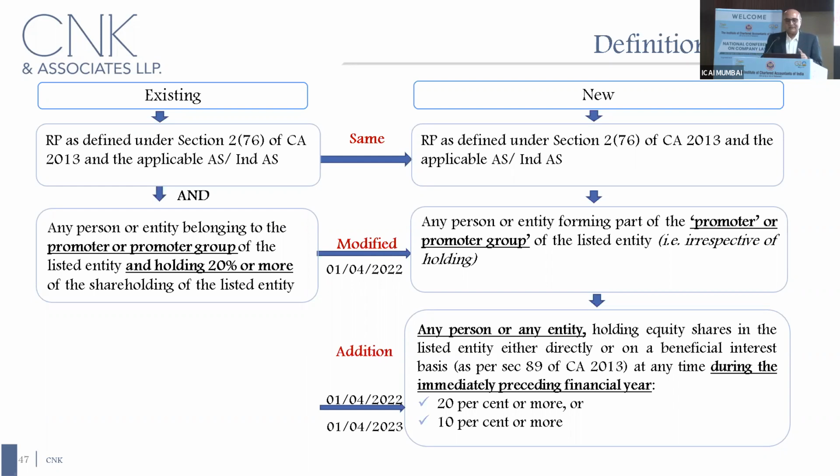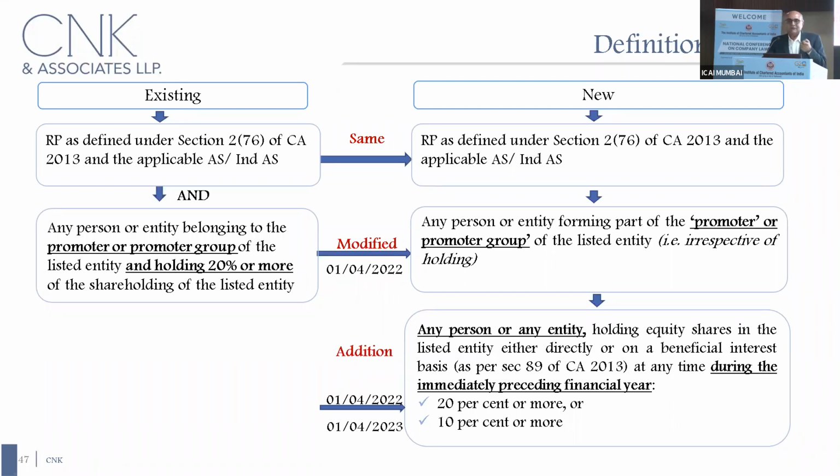So related party, earlier they were taking you back to section 2(76) of the Companies Act and the applicable AS or IND AS. And even the promoter group, it was clearly defined. The modified definition just says promoter or promoter group irrespective of holding. Earlier it was restricted to only more than 20%. Now it says even if you hold 0.01%, you are a related party, if you are a promoter in that sense.